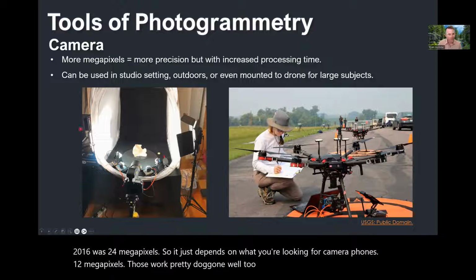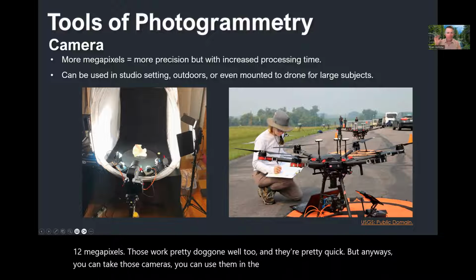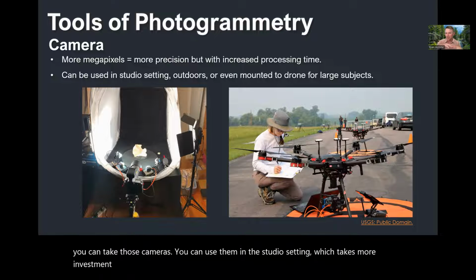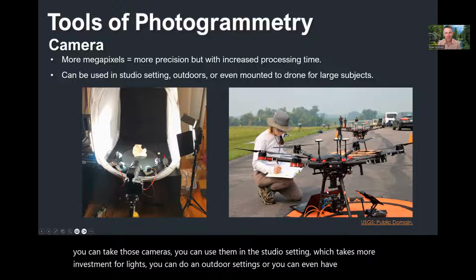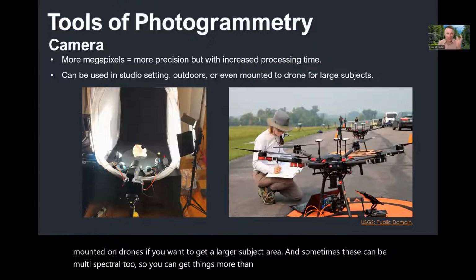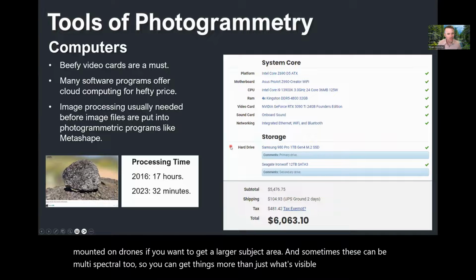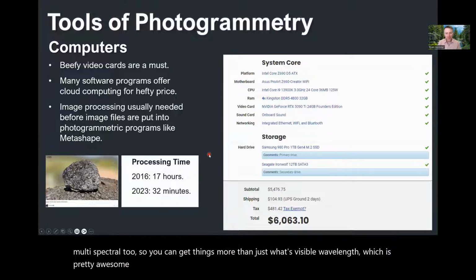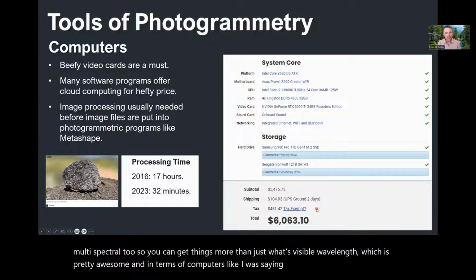And they're pretty quick. But anyways, you can take those cameras, you can use them in a studio setting, which takes more investment for lights. You can do it in outdoor settings, or you can even have cameras mounted on drones if you want to get a larger subject area. And sometimes these can be multispectral too, so you can get more than just the visible wavelength, which is pretty awesome. And in terms of computers, like I was saying, this is the computer I bought in October to help me do some of my models.